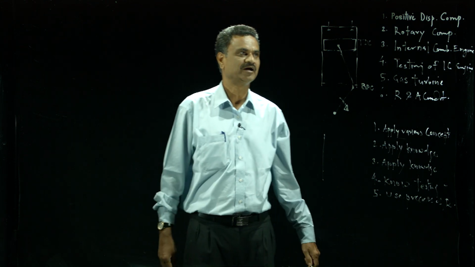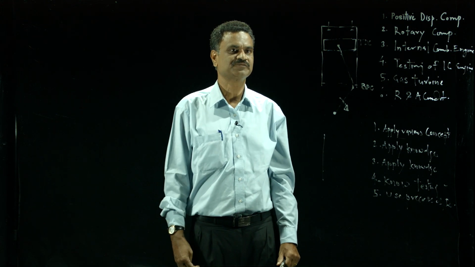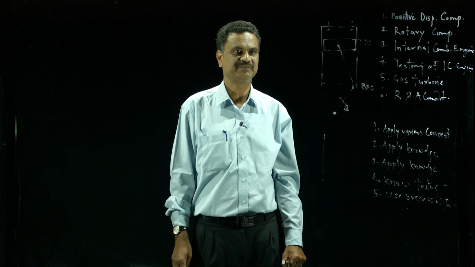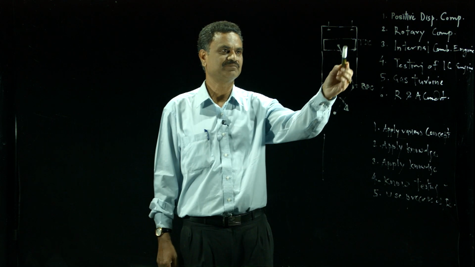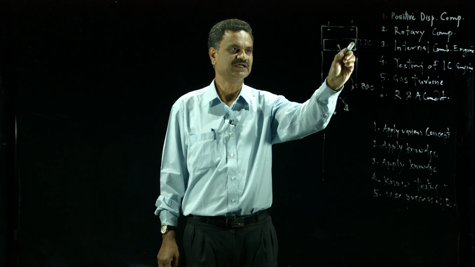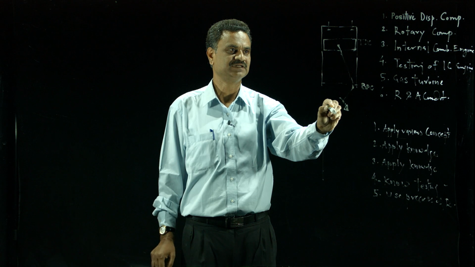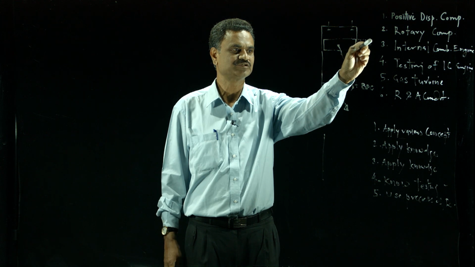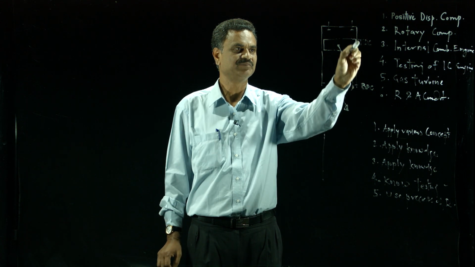First is the positive displacement compressor, that is, the reciprocating air compressor. In a reciprocating air compressor, the compression of air or gas takes place due to the compression of a piston in the cylinder. You see the working principle of the reciprocating air compressor. It consists of a closed cylinder with a piston, connecting rod, crank and crankshaft. This is the TDC position, top dead center, and this is the bottom dead center position. The piston moves from top to bottom and completes one stroke.